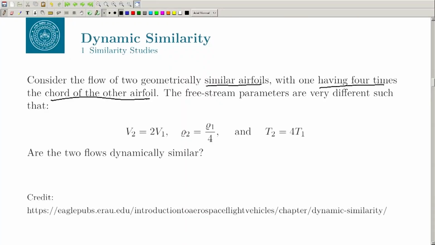You want to have a smaller section in your wind tunnel than what is there in flight, but it is not necessary, you can have a scale up also. As long as you can maintain the Reynolds number and the Mach number, for example, then it does not matter whether you scale down or scale up. And the free stream parameters are very different, such that V2 equals 4 V1, rho 2 equals rho 1 by 4, and T2 equals 4 T1. So, are those flows dynamically similar? It is shown here that the one has 4 times the chord of the other aerofoil.